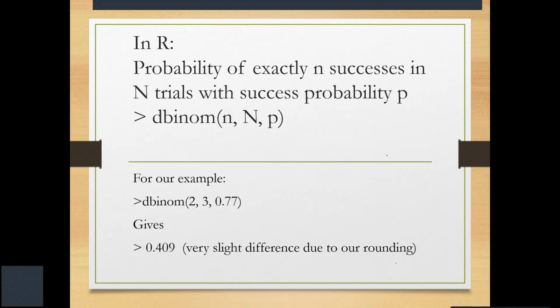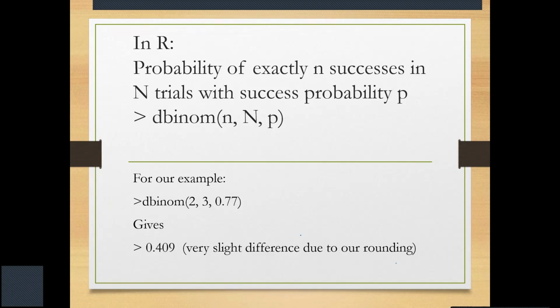In R, it's pretty easy to get the probability of exactly n successes in capital N trials with success probability p, and I've switched notation just because this is the standard notation in R. And so you use D binom, and then the little n is like our x, is how many successes. The big N is like our n, so it's how many total trials, and then the probability is p.